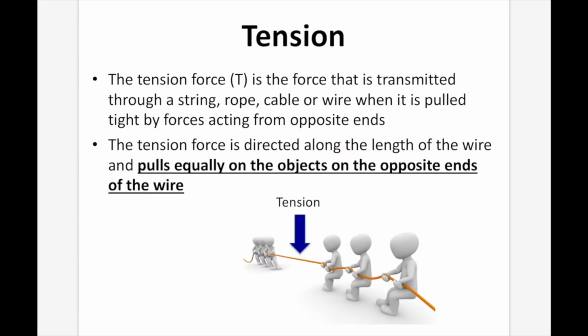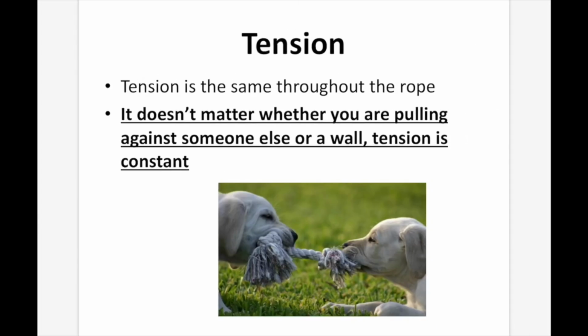it's pulled tight by forces acting on opposite ends. The tension force is directed along the length of the wire and pulls equally on the objects on the opposite ends of the wire. So the tension force is located where that line is, it's also located there, there, and it's pulling in equal directions all the time. So tension is not going to have a direction, it's going to be directionless. Tension is the same throughout the rope. It doesn't matter whether you're pulling against someone or against the wall, tension is constant.